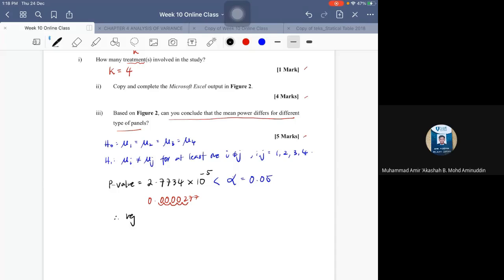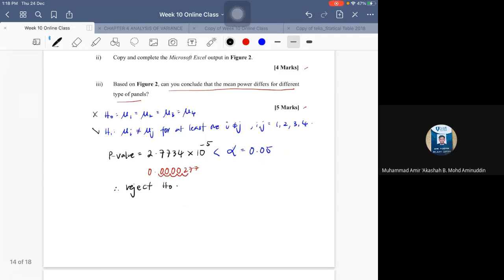So if the p-value is smaller than alpha, you are going to reject H null. Automatically, we know that this is wrong, so we are going to take the alternative. So what does the alternative tell you? That at least one of the means is different. So I can conclude that, therefore, at alpha equal 0.05.